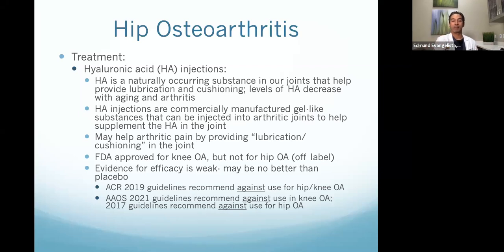Now, these are FDA approved for knee arthritis. However, they are not FDA approved for hip osteoarthritis. So if we inject it into the hip, it's considered off-label and it's not covered by any insurance company or Medicare.